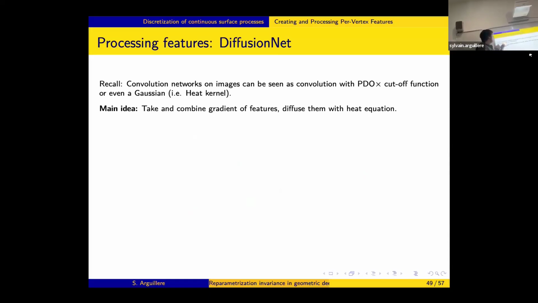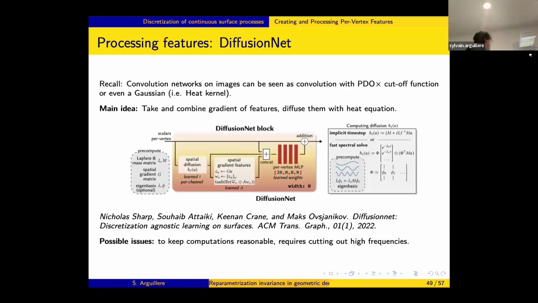Basically, if you recall, convolution networks, which work so well on images, can be seen as a convolution with a partial differential operator and a cutoff function. And well, the Gaussian is almost a cutoff function, and the Gaussian is the heat kernel. So how about we just solve the heat equation on the surface? And that's the basic diffusion network.